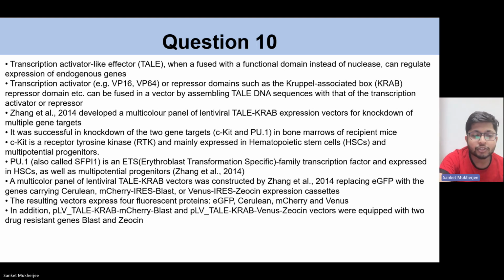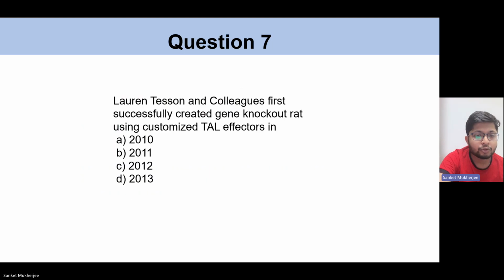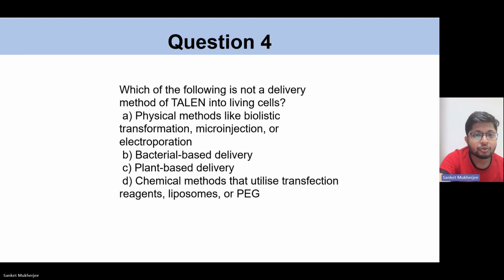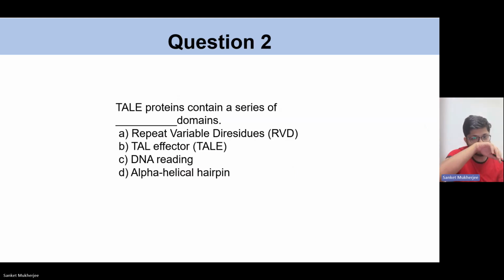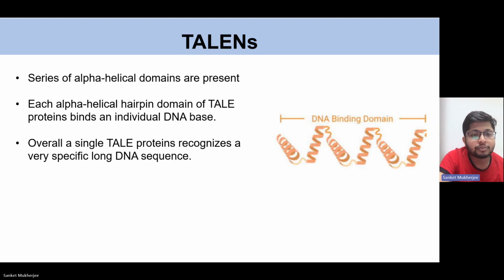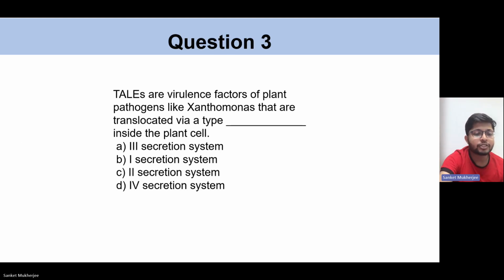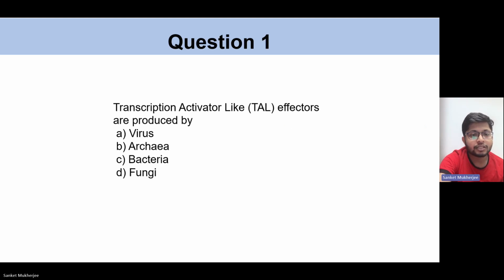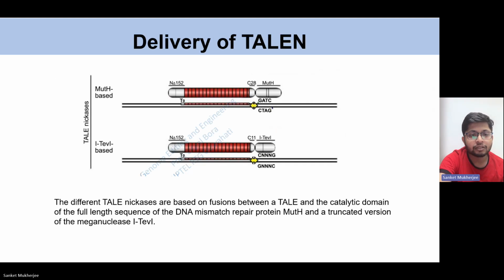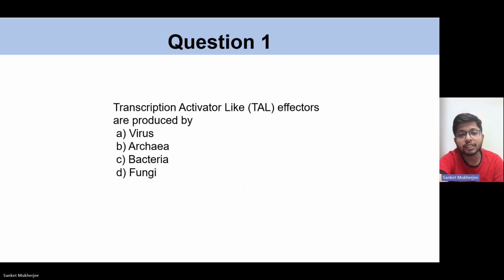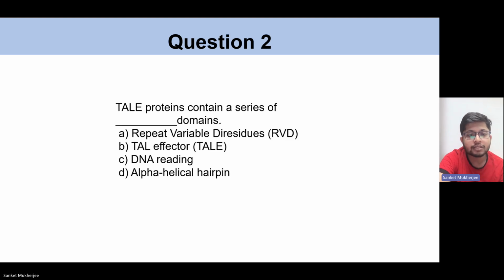So we discussed all the questions. Just for everybody, we'll go through them again. Question one: transcription activator-like effectors are produced by bacteria, especially Xanthomonas species in this case. TALE proteins contain a series of dash domains. They contain a series of alpha helical hairpin domains.